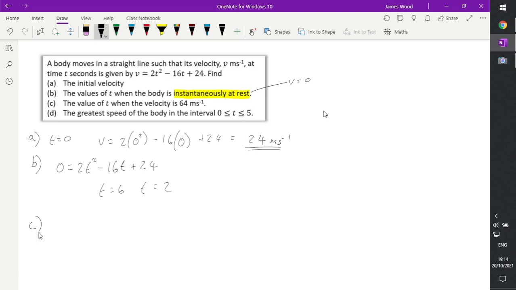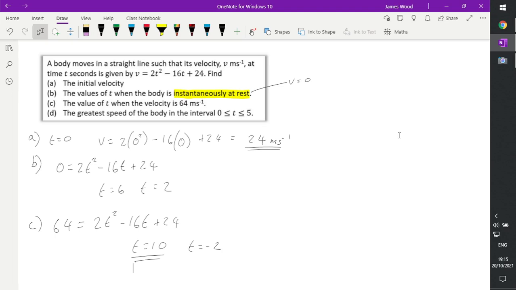Part C, the value of t when the velocity is 64. So it would be when 64 equals 2t squared minus 16t plus 24. So I can do the same thing, but obviously subtract 64 from both sides and then solve that quadratic. So if I do that, I get t equals 10 and t equals minus 2. Now, obviously out of those two, t equals 10 is the relevant one. We're not going to deal with negative time in this instance.